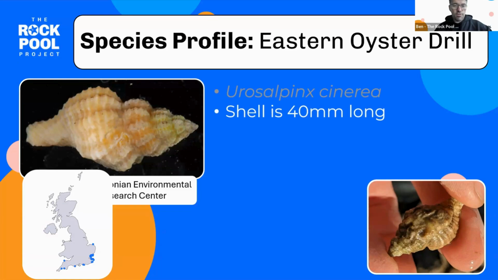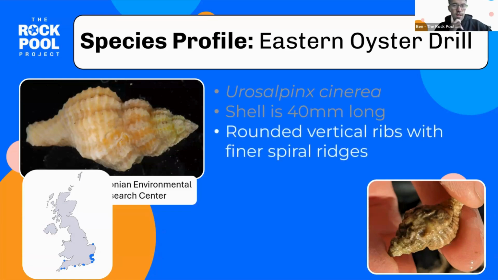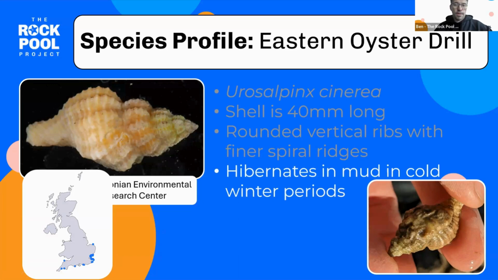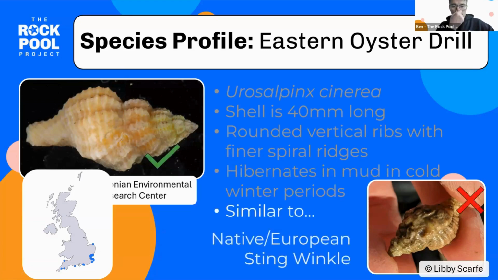Again, that's fairly big. They're usually about 2 or 3 centimeters. And they're lobed in terms of the vertical ridges you can see there on this individual. If I can get my pointer there, this is what it means with the ridges that are running vertically up and down the shell, and it hibernates in the mud during cold winter periods, apparently. And the species that it's similar to is the European stingwinkle, and we get an awful lot of those.